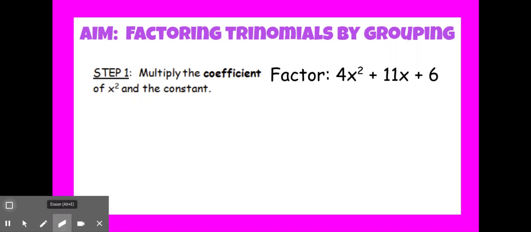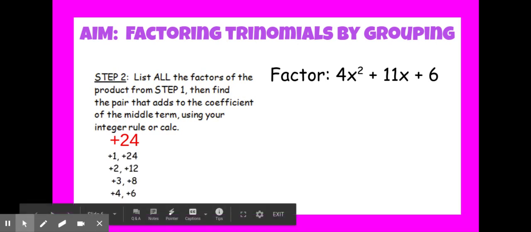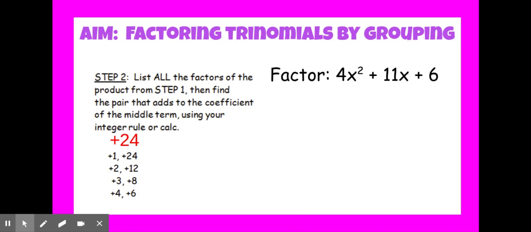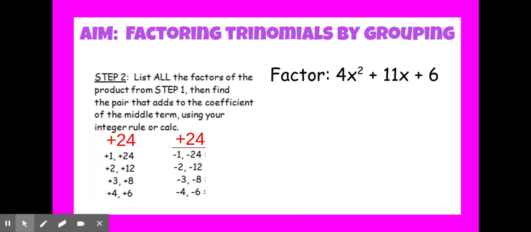It's a little different. So once we've multiplied it, we come up with our factors that multiply to 24, which are 1 and 24, 2 and 12, 3 and 8, and 4 and 6. And then we also have our negative factors that multiply to positive 24: negative 1 and negative 24, negative 2 and negative 12, negative 3 and negative 8, negative 4 and negative 6. Pause the video and make sure you get this down.